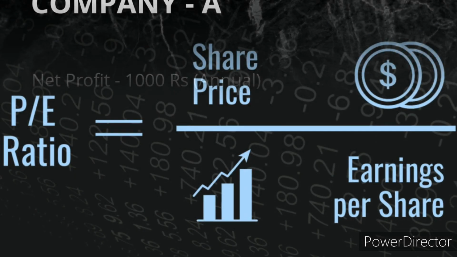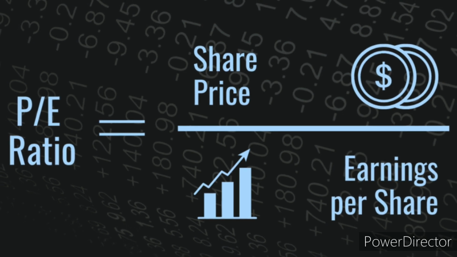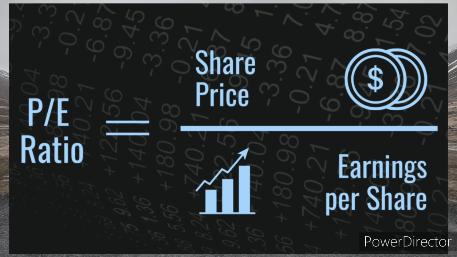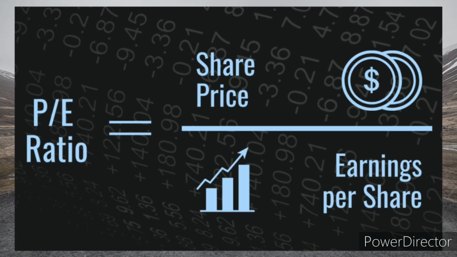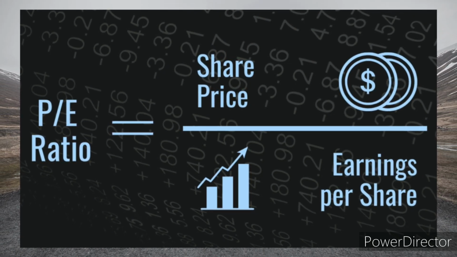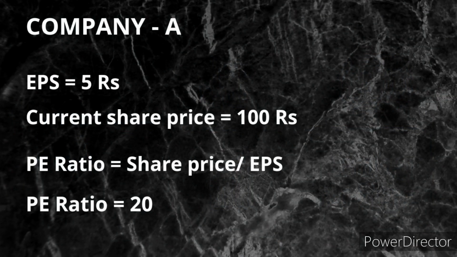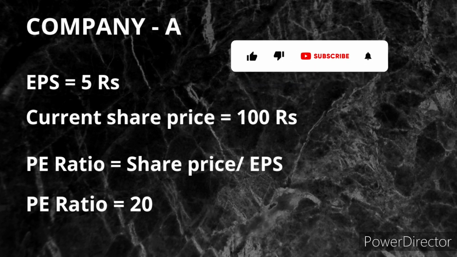So if you had one share of this company A, then you have earned 5 rupees for your one share. Now let's come to our important ratio, that is called the price to earning ratio, that is PE ratio. This is one of the widely used ratios. At the same time, a lot of us tend to misinterpret this ratio. Now let's consider the same example of company A, and we know that the EPS, earning per share of company A, is 5 rupees, and let's assume that the share price of the company is currently trading at 100 rupees.